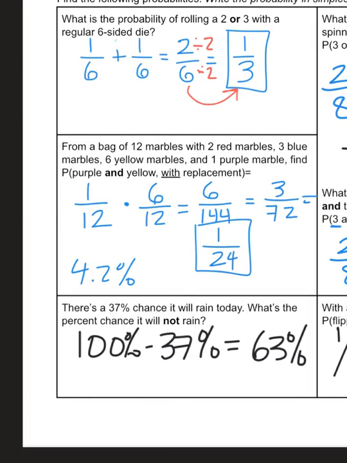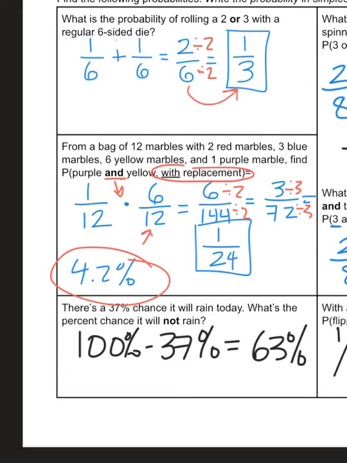Down here, we're thinking about a bag of marbles. So the chance of getting a purple is 1 out of 12, and it meant we multiplied. The chance of getting yellow is 6 out of 12. It says with replacement, so my denominator did not change. It stayed at 12. Any marbles I picked out, I put back in. This time we multiply the numerator and the denominator. So notice I get 144. That simplifies if you divide by 2 into 3 over 72, but you can simplify again if you divide by 3 and you get 1/24, or you could have just written it as 4.2%.